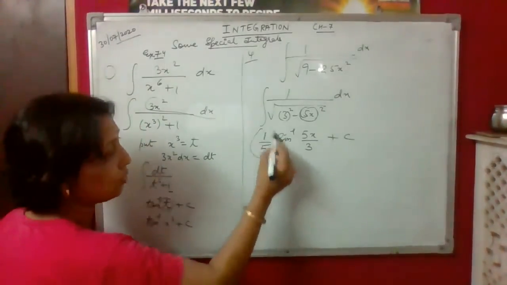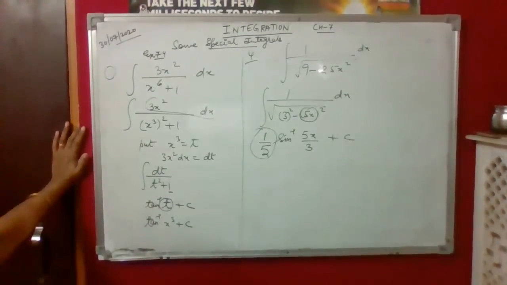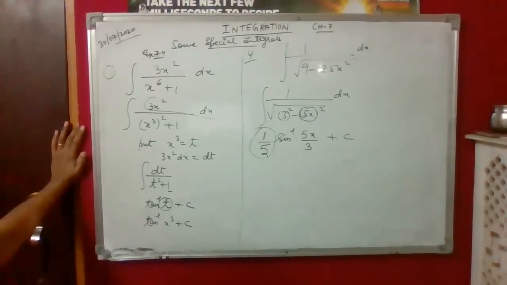Don't forget to divide by the derivative of the term which is there in place of the variable. So this is how we have to compare it with the forms of special integrals that we have learned, and we can apply the formulas and find out the results.